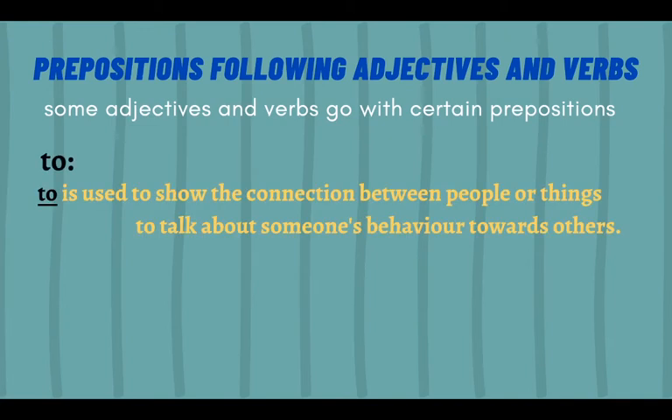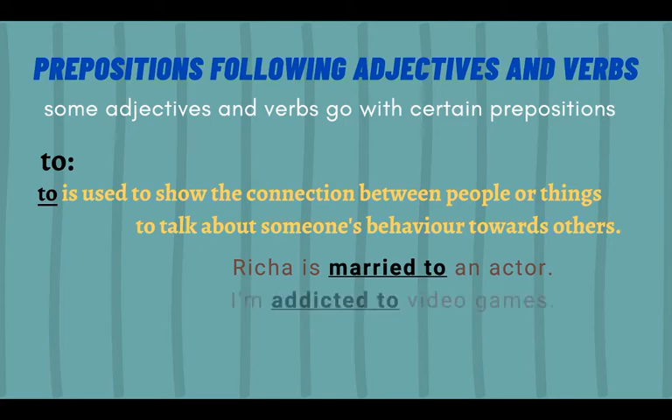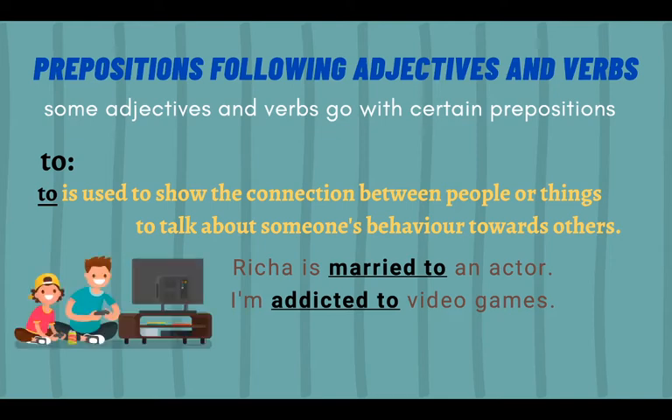Next comes to. It is used to show the connection between people or things, to talk about someone's behavior towards others. Let's see some examples here. Richa is married to an actor. Children, focus on these underlined words, a combination of two words: married to. I am addicted to video games. My dress is similar to Kriti's. Married to, addicted to, similar to.